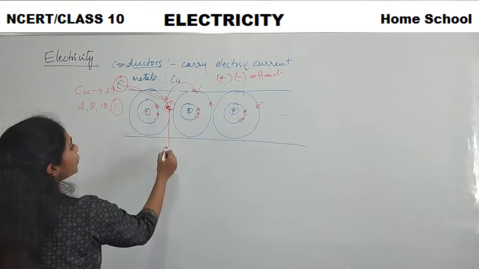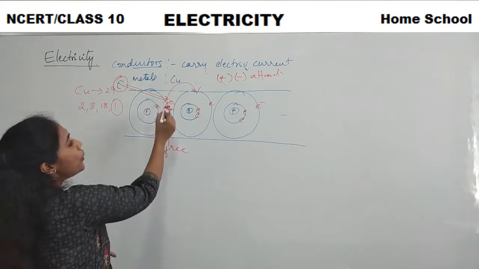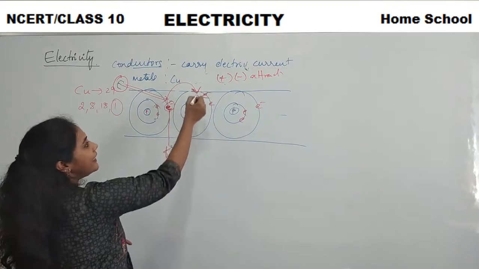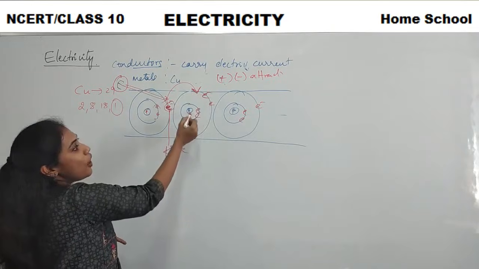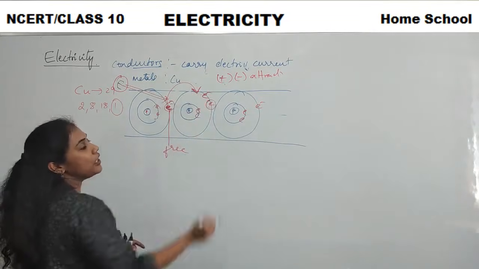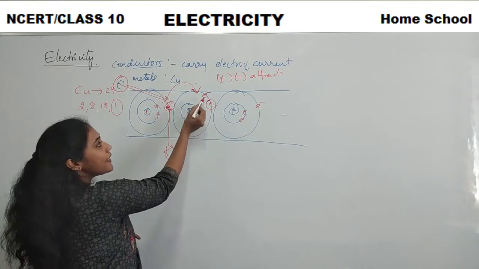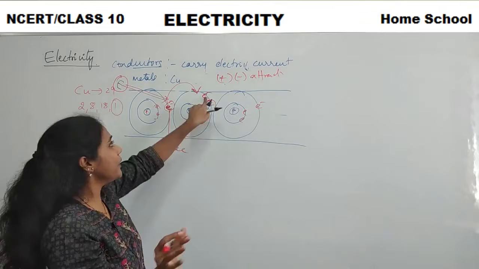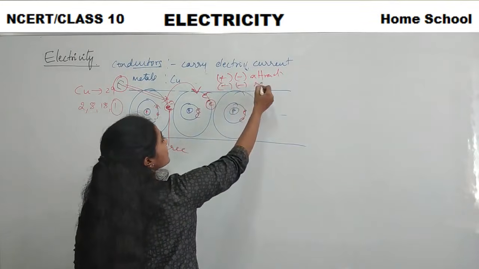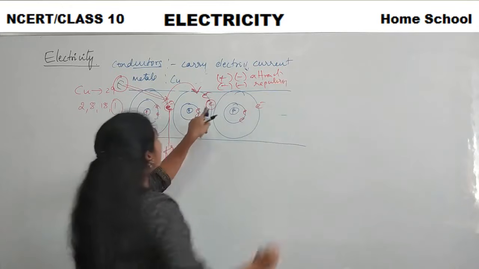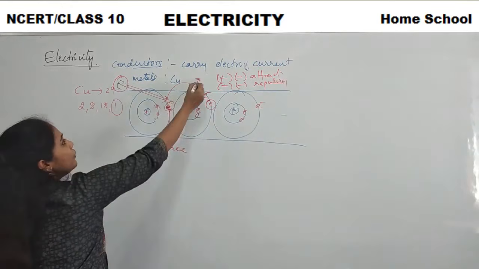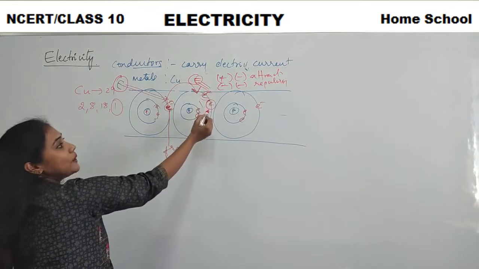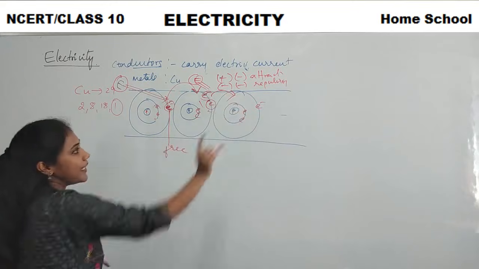Now this electron has become free. This electron can enter into the next atom. It can settle in the last shell of the next atom along with this electron. And here what happens? Repulsion occurs. This is negative charge, this is negative charge, so repulsion occurs. Here also, when you supply a certain amount of energy, one electron or both the electrons present in the last shell can jump to the next atom.